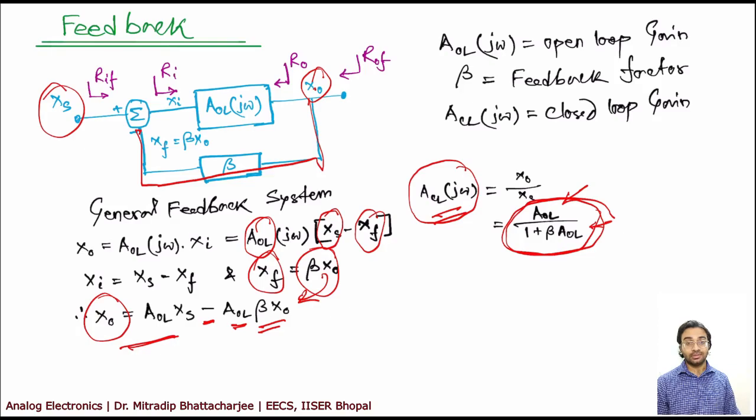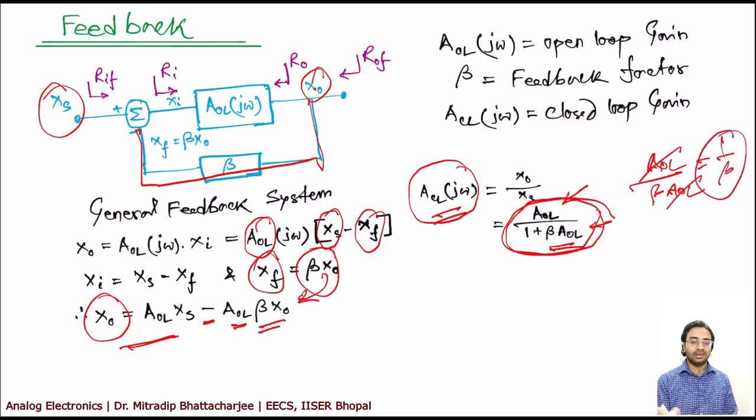So what does that mean? If your beta A0L is very high compared to 1, you can write this as A0L divided by beta A0L. It will get cancelled, it is 1 by beta. So your closed loop gain depends only on the beta value. That means it depends only on the feedback factor. Whatever is there, it depends only on this, no effect of this. And another thing it shows is your closed loop gain will be higher if your beta is lower.